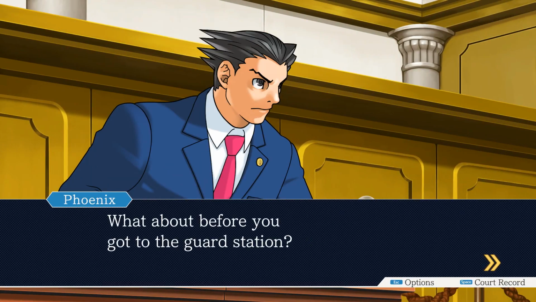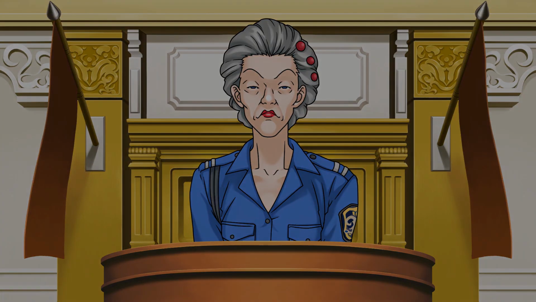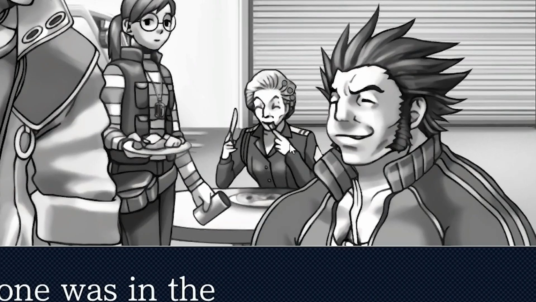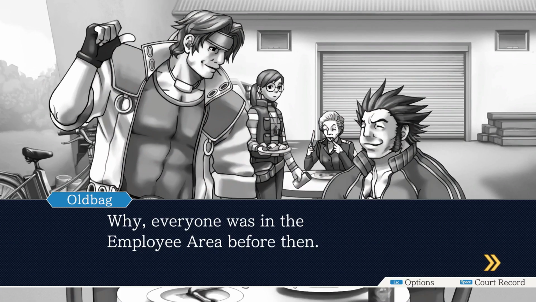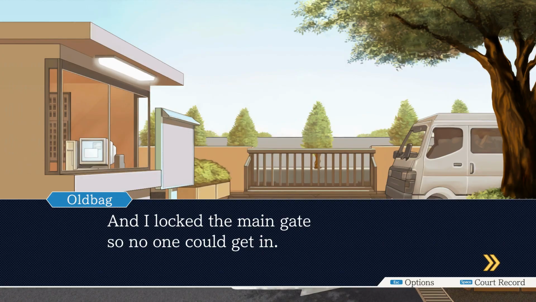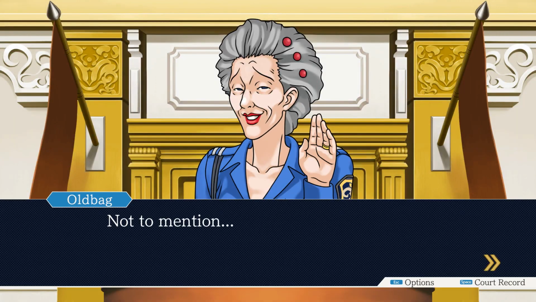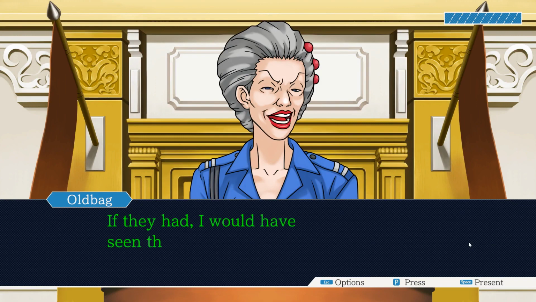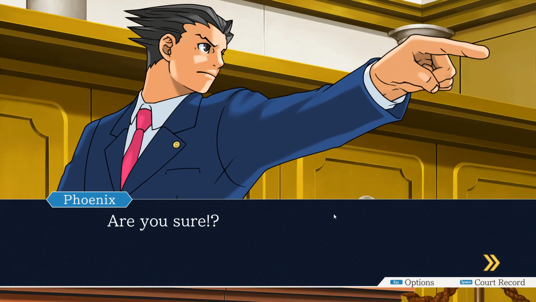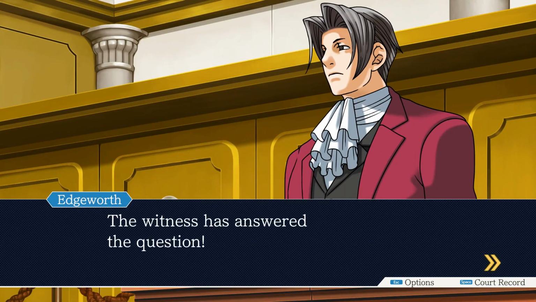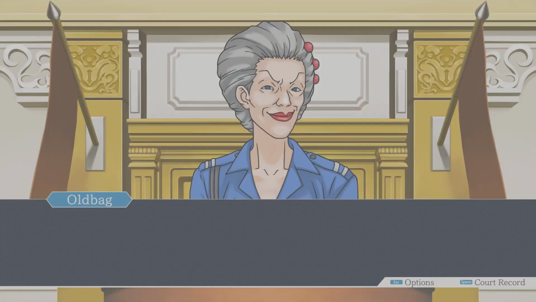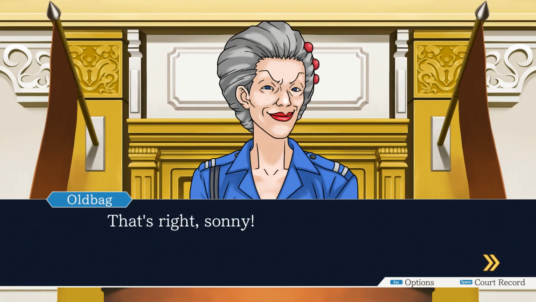What about before you got to the guard station? You mean before one? Why, everyone was in the employee area. Look, there she is again. She's been there the whole time. Yes. Like, even in the pictures that's showing, she's there. Yes. And I locked the main gate so no one could get in. Not to mention, if they had, I would have seen them. Are you sure? The witness has answered the question. Anyone going into the studio had to pass by the witness. That's right. Oh, that's right, Sonny.